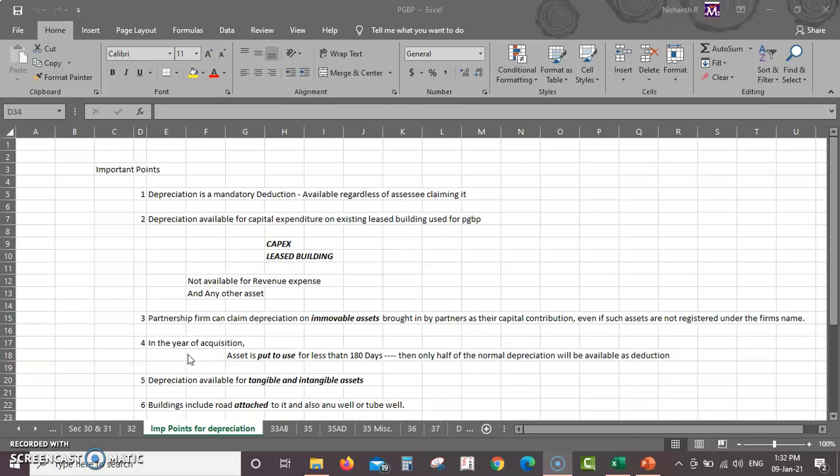32AD, which clubs depreciation and an item related to depreciation. So yes, let's check what those important points are. First and foremost, depreciation is a mandatory deduction.